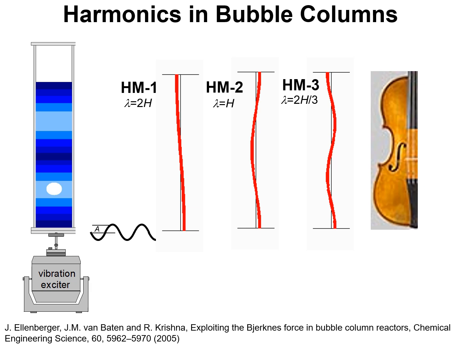this is the first harmonic, the second harmonic, third harmonic. The gas holdup along the height of the column is not uniform, but is the highest at the antinodes and is lower at the nodes of these harmonics.